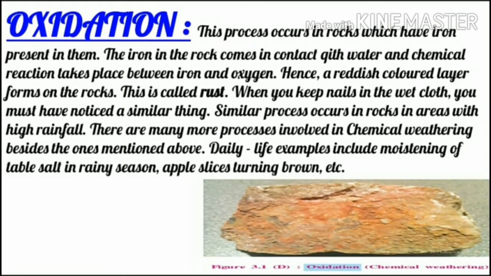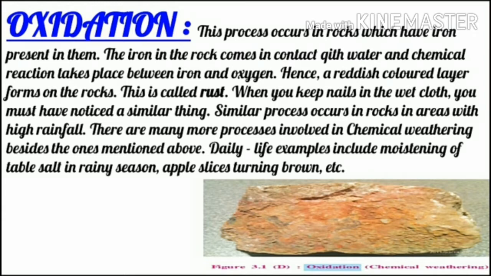Oxidation. This process occurs in rocks which have iron present in them. The iron in the rock comes in contact with water and a chemical reaction takes place between iron and oxygen. Hence a reddish colored layer forms on the rocks. This is called rust. When you keep nails in a wet cloth, you must have noticed a similar thing. A similar process occurs in rocks in areas with high rainfall.